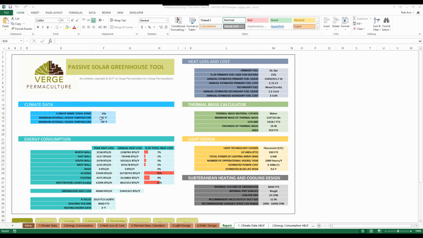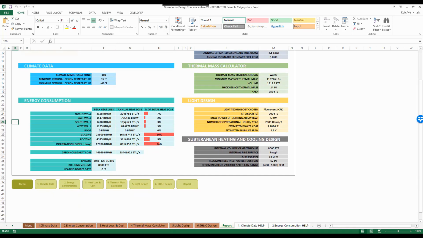This is the climate data that you entered at the beginning of the process. And so you're going to want to check to see if these pieces of information are still correct. So we had a climate mimic of USDA zone 10A, which had a minimum internal design temperature of 35 degrees Fahrenheit. Our minimum external design temperature was minus 49 degrees Fahrenheit. If any of these numbers need to change, now is a great time to go back to sheet number 1, climate data, to change that.